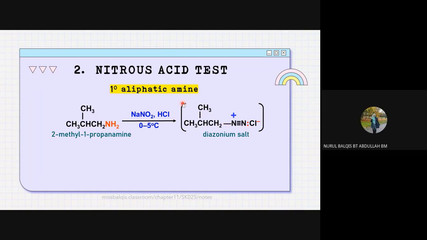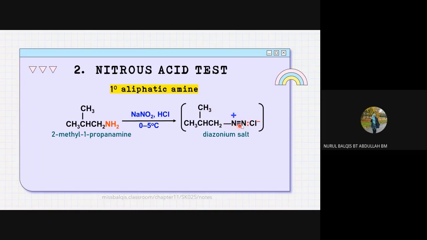Okay, Miss. Okay, and look here, we have this square bracket indicates that this diazonium salt in aliphatic amine is not yet stable. Dia tak stable. Bila dia tak stable, this is not our final product. Okay, so from this unstable diazonium salt, the alkyl diazonium salt, we are going to further cleave the bond. Once kita cleave the bond, okay, all the electrons akan pergi dekat N. So dia akan jadi N2. Dia akan be removed as N2 gas.